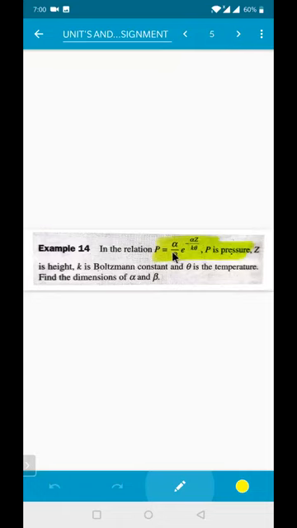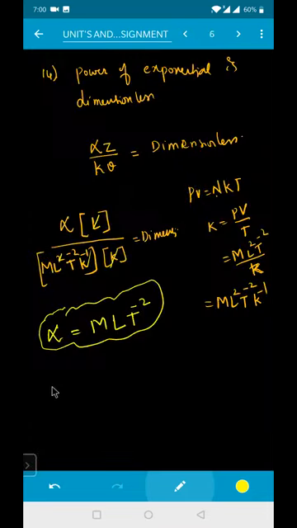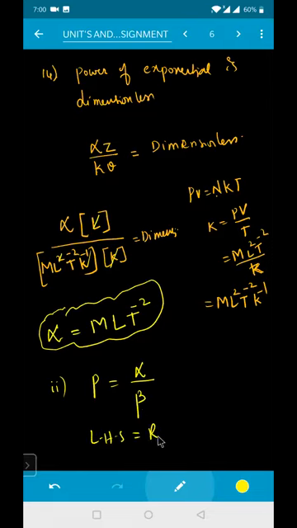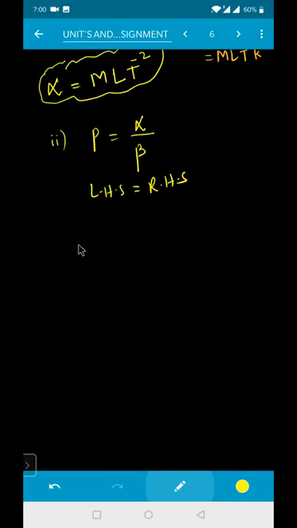Let's see. P is equal to, you know that LHS must be equal to RHS. This is anyhow a dimensionless quantity. So P will be equal to alpha by beta. The dimension of P must be equal to alpha by beta. LHS must be equal to RHS for the given equation, then only it will be dimensionally correct. P is pressure, so I need the dimension of beta. Beta is equal to alpha divided by pressure. The dimension of alpha I already got here: M L T power minus 2 divided by pressure.